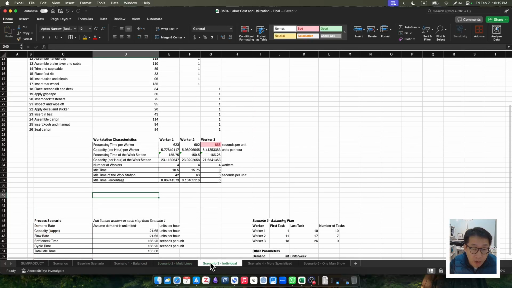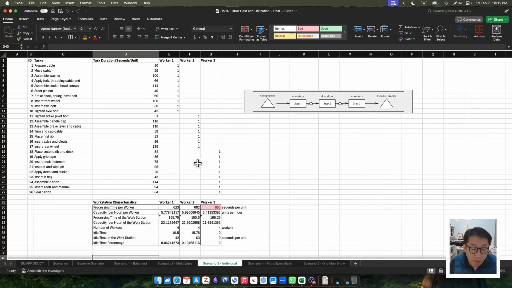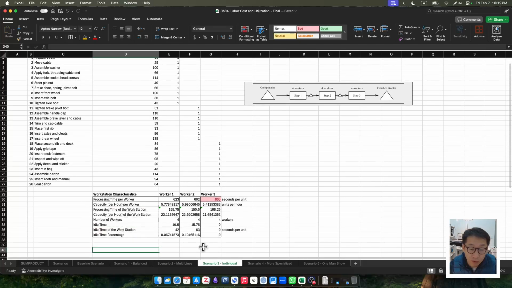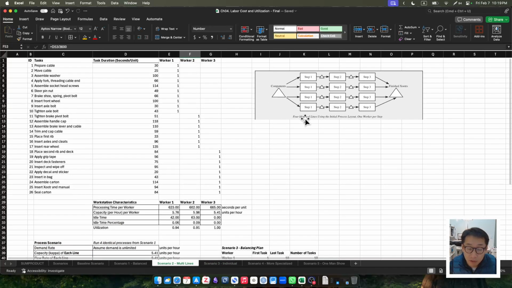So scenario 3, because you're looking at a very, very well balanced process, is basically functioning with an identical performance matrix when you compare it to scenario 2, because by putting 3 more workers, therefore making 4 workers in each step, the capacity of each step is now 4 times higher. Therefore, for the entire system, the capacity is now 4 times higher, just like this particular system design.